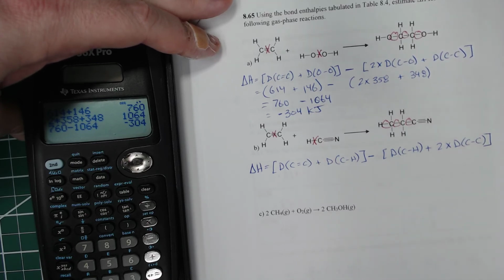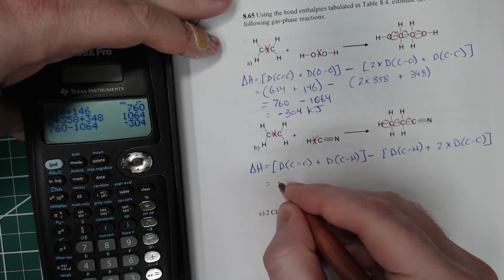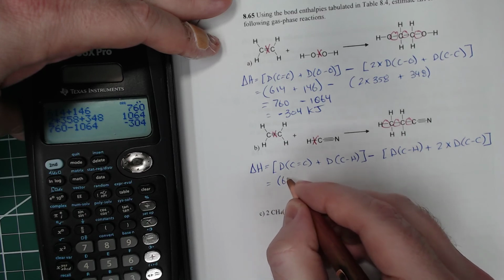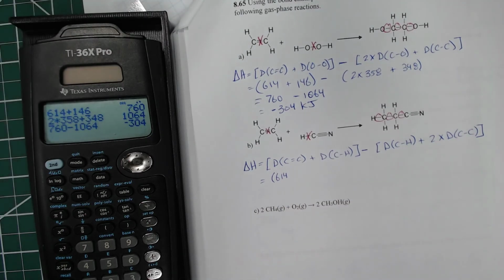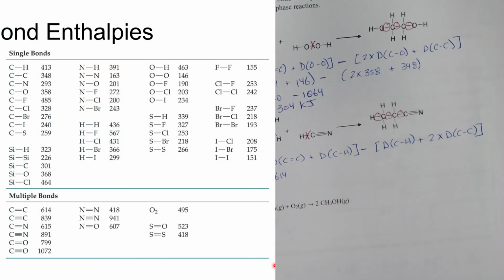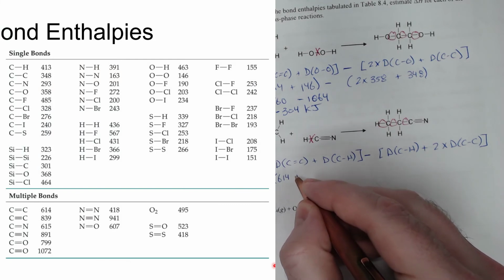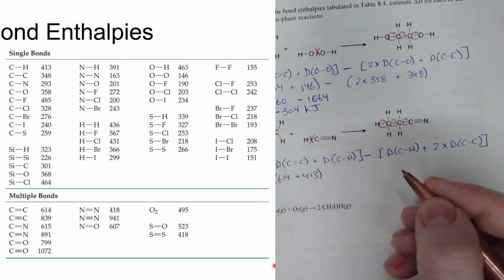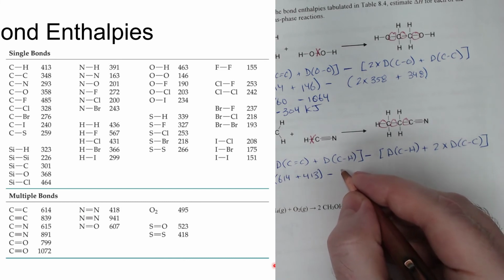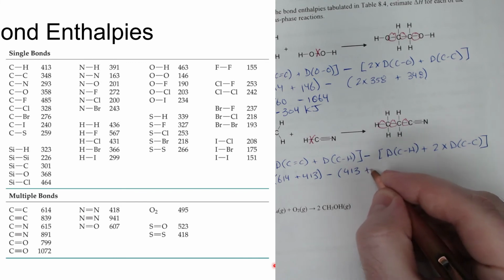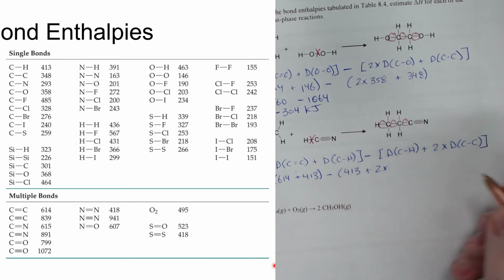All right, and we'll look up those numbers. So here, this one's still 614. The carbon-hydrogen is worth 413. All right, and then this carbon-hydrogen is also worth 413, plus 2 times the carbon-carbon, and that carbon-carbon single is worth 348.